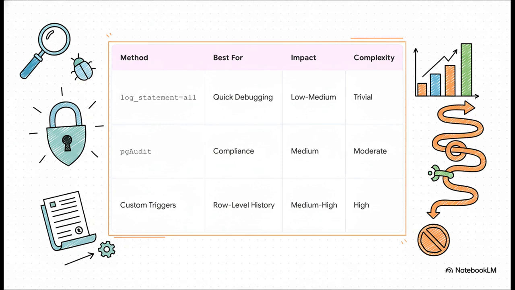If you just need some quick and dirty visibility for debugging something, log statement equals all is your go-to. The setup is dead simple. If you have any real compliance or security needs and you need those structured logs, then PG Audit is the gold standard, no question. The setup is a little more involved, but it's worth it. And finally, for those 1 or 2 mission-critical tables where you absolutely must have a perfect row-by-row history, custom triggers give you that ultimate power, but just know it comes at a high price in complexity and potential performance hits.